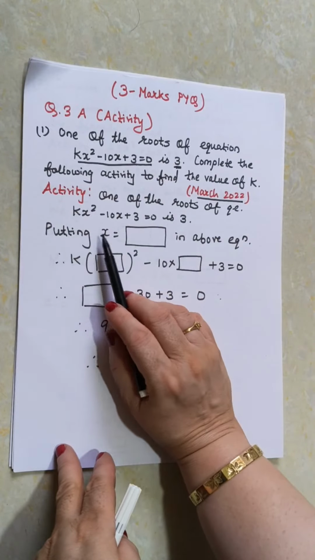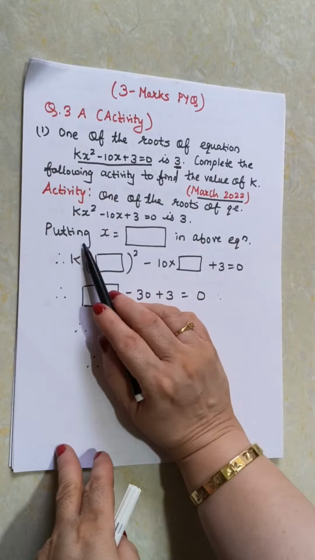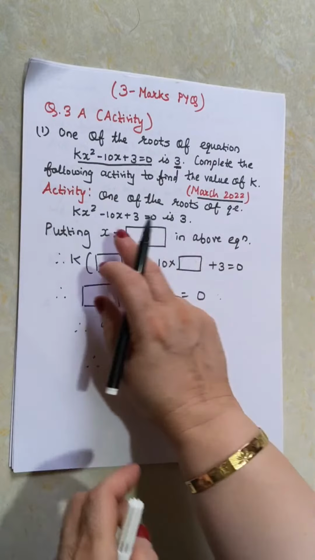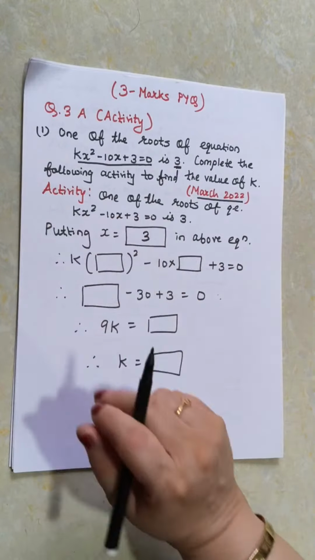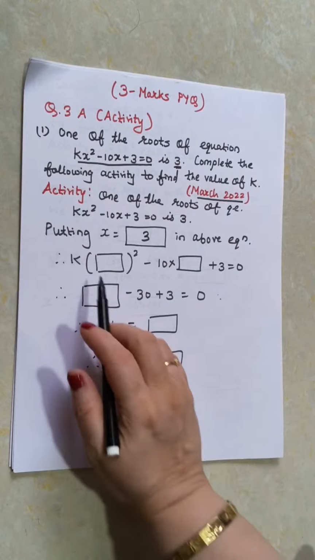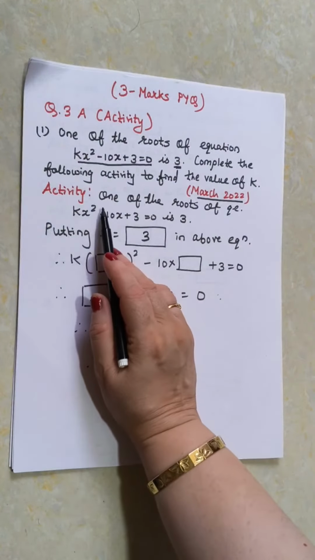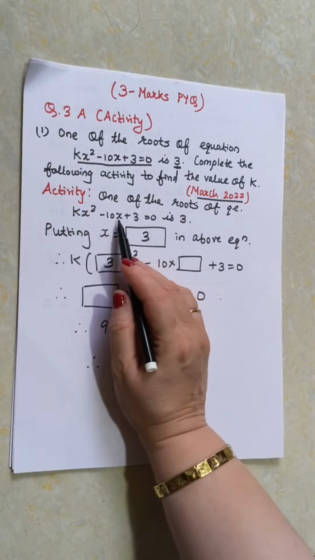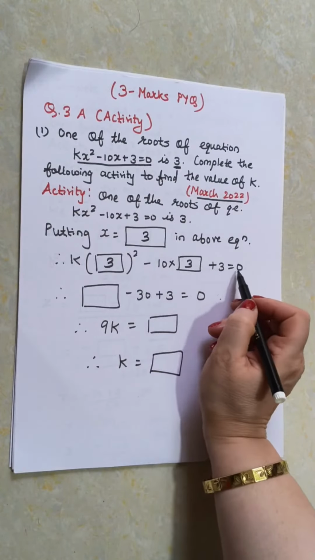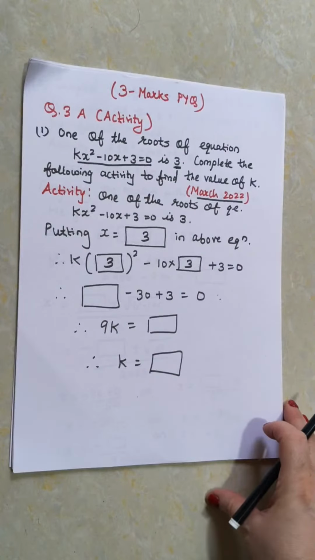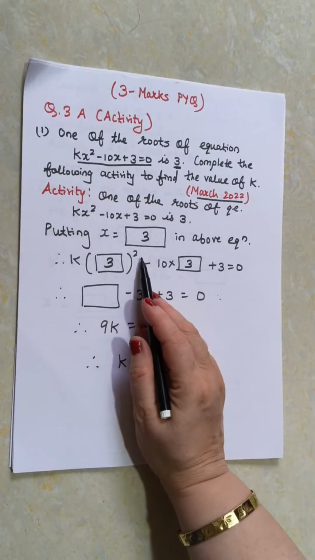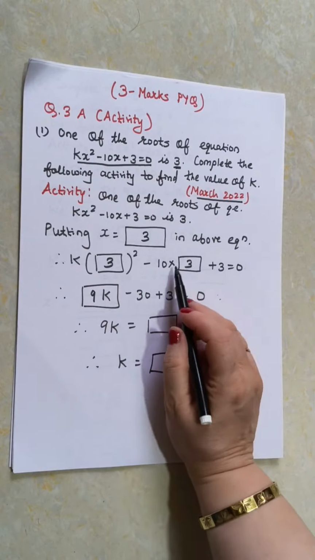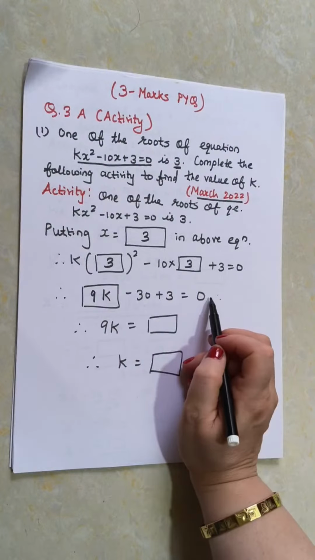So what do we have to put in place of x? 3. Putting x is equal to 3 in the above equation. So in this quadratic equation we are going to put the value of x, that is 3. So k we have written as it is. X square means what? 3 square, minus 10 times 3, plus 3 is equal to 0. Okay everyone. Now 3 square is 9, and 9k. Now minus 10 3s are 30, plus 3 is equal to 0.